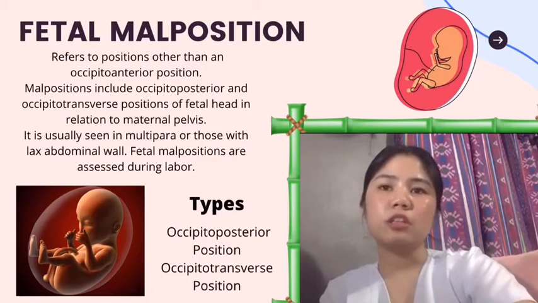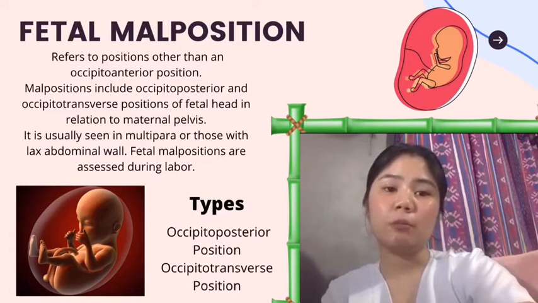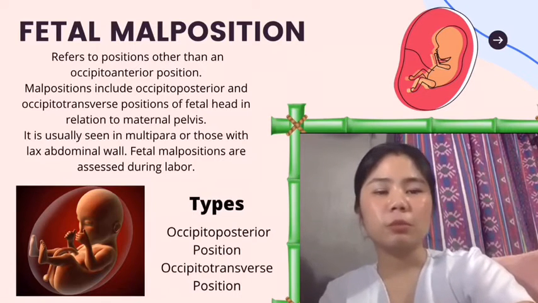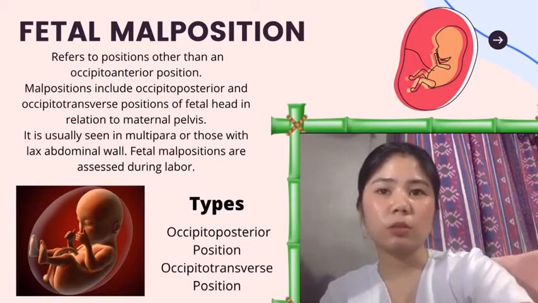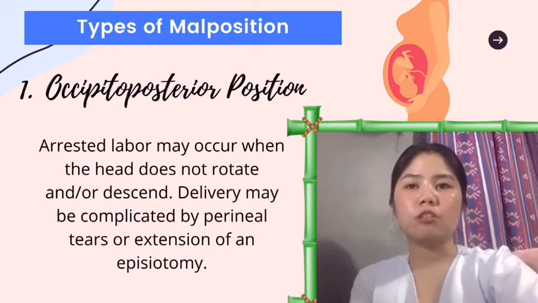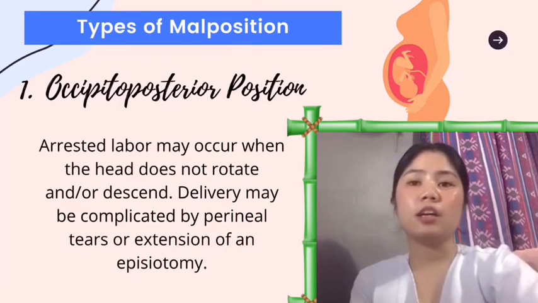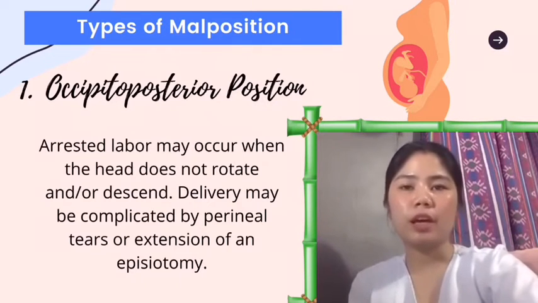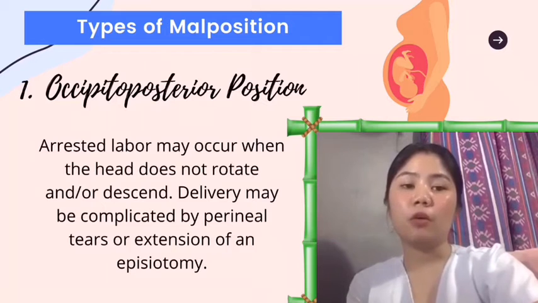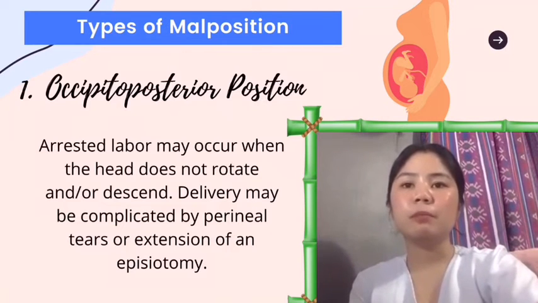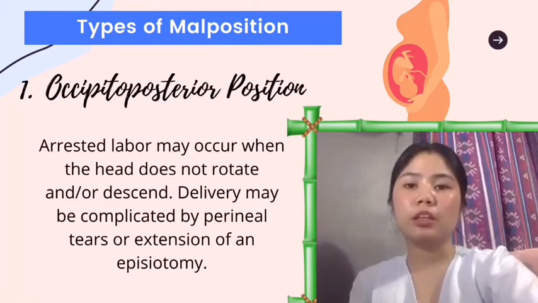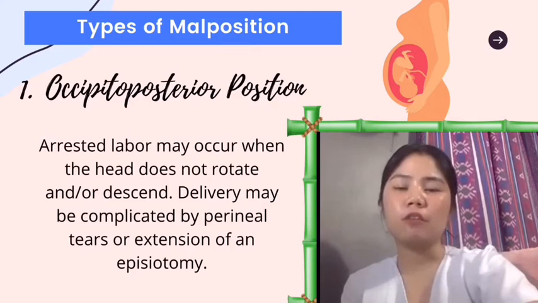Fetal malpositions are assessed during labor, and there are two types of fetal malposition: the occipito-posterior position and the occipito-transverse position. Types of malposition. First is the occipito-posterior position. Arrested labor may occur when the head does not rotate or descend. Delivery may be complicated by perineal tears or extension of an episiotomy.